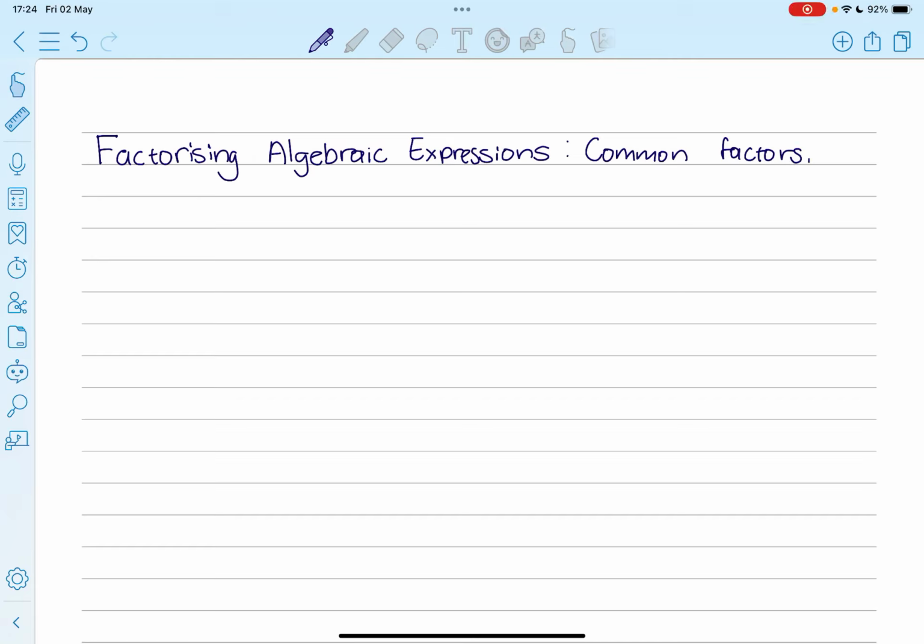Hi there. So in today's video, we'll be looking at factorizing algebraic expressions by taking out a common factor. So let's begin with an example.